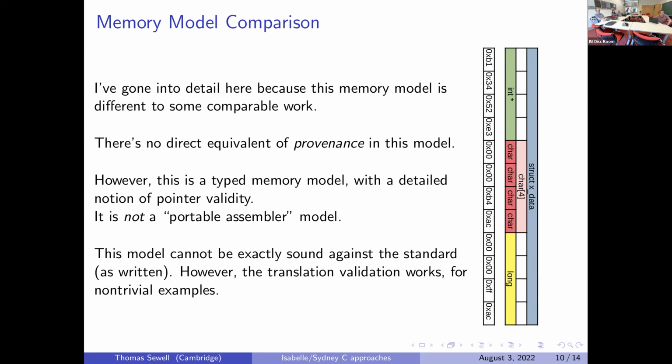Okay, so I went into a little bit of detail about this because there are some people on this call who have worked with systems that are quite different. Note that there's no direct equivalent of provenance in this model, which confuses people. This is, however, not the kind of portable assembler model that I've appealed to before. Absolutely, there are types and there's a notion of which one is valid and whatnot, and we can say more about this. One of the consequences is that the model can't exactly be sound against the C standard as the standard is written. However, the translation validation happens to work with a few hacks built in. So there's an interesting observation.